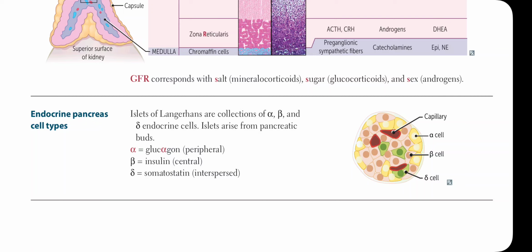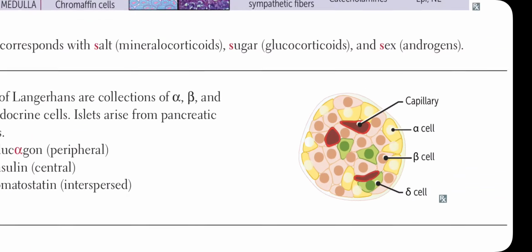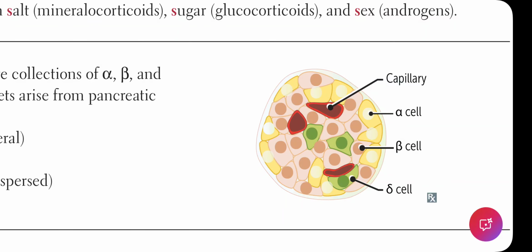So these are the three types of cells in the pancreas. Endocrine pancreas cell types: islet of Langerhans, a collection of alpha, beta, and delta endocrine cells, arising from the pancreatic bud. Alpha is for glucagon, beta is for insulin, and somatostatin is delta. Alpha glucagon is on the peripheral side, beta insulin is in the central side, and somatostatin delta is just spread around. You can see a little picture in the corner that shows alpha, beta, and delta.